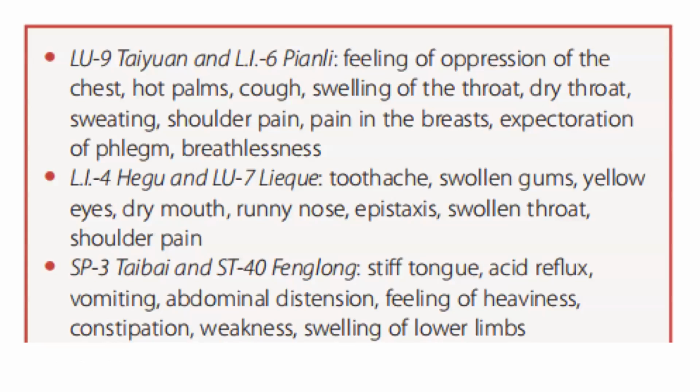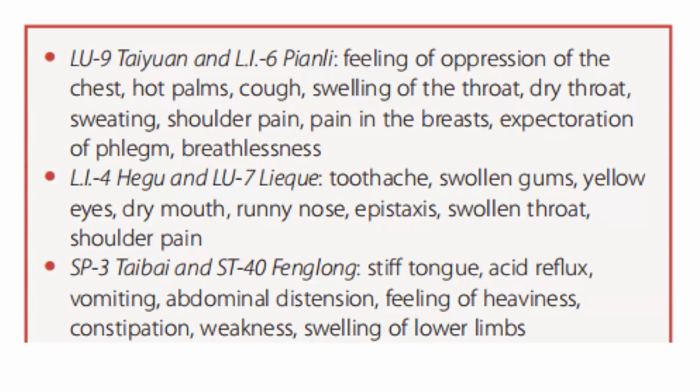So here we have some examples. Lung 9 and LI6 can be used for conditions where there is a feeling of oppression of the chest, hot palms, cough, swelling of the throat, dry throat, sweating, shoulder pain, pain in the breasts, expectoration of phlegm, and breathlessness. LI4 together with lung 7 can be used for toothache, swollen gums, yellow eyes, dry mouth, runny nose, epistaxis, swollen throat, and shoulder pain.